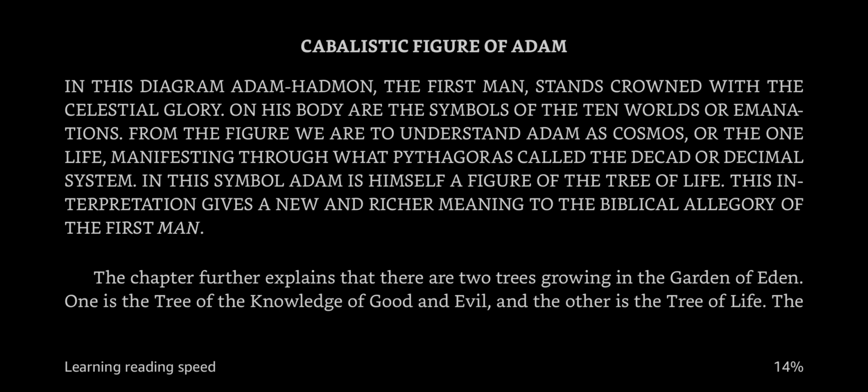In this diagram, Adam Kadmon, the first man, stands crowned with the celestial glory. On his body are the symbols of the 10 worlds or emanations. From the figure, we are to understand Adam as cosmos, or the one life, manifesting through what Pythagoras called the decad or decimal system. In this symbol, Adam is himself a figure of the tree of life. This interpretation gives a new and richer meaning to the biblical allegory of the first man.